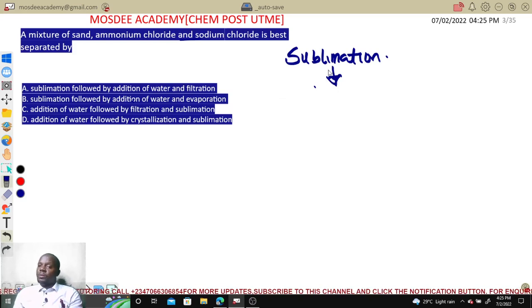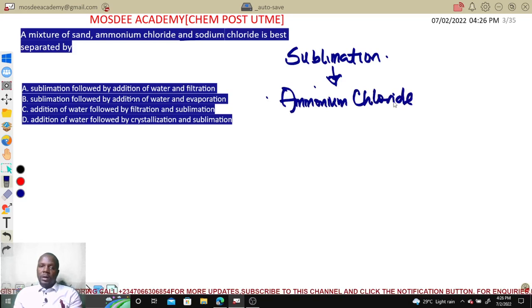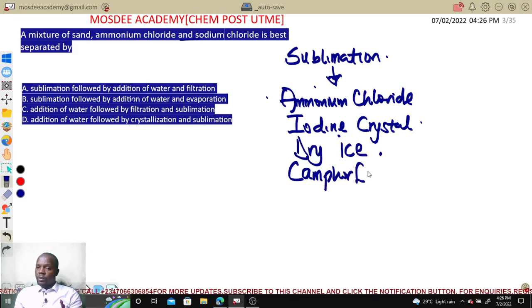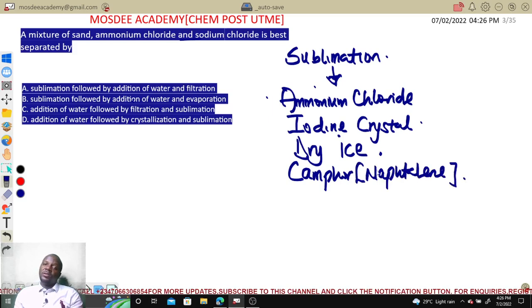So there are a couple of examples of elements or compounds that behave like this. One of them is ammonium chloride, very important. We also have iodine crystals, which also sublime. Naphthalene, which you call camphor, and dry ice can also do that, you know very well. So camphor, which is also called naphthalene, can also do that particular thing. So these are just important things you can keep in mind.